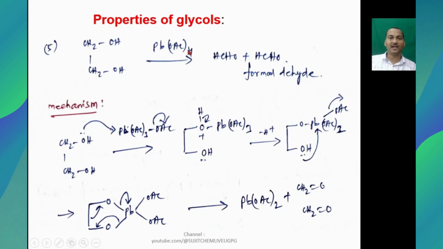Similarly, ethylene glycol can react with lead tetraacetate, Pb(OAc)4. It can give rise to 2 equivalents of formaldehyde. So here is the mechanism.